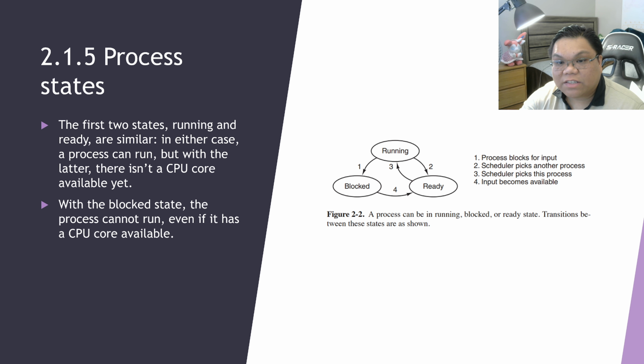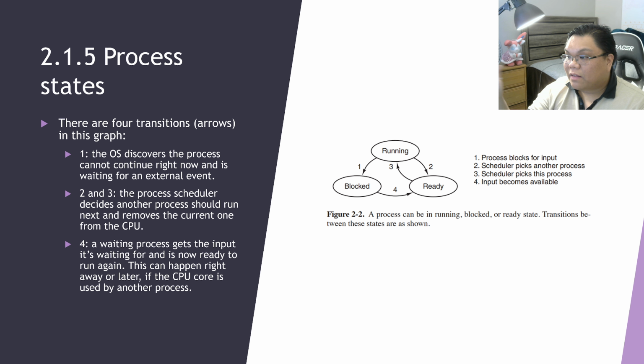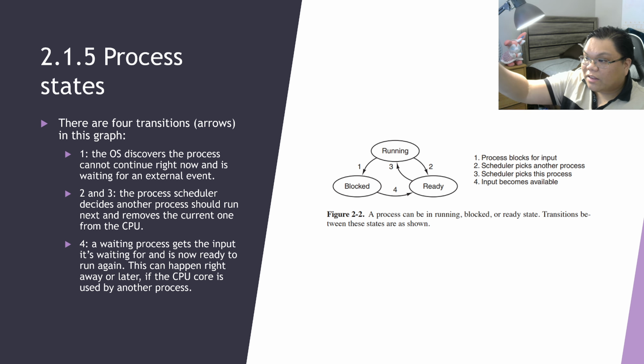Okay, let's look at those transitions. There are 4 transitions in this graph. The first one is the transition from the running state to the blocked state. The operating system discovers the process cannot continue right now, and it's waiting for an external event. It goes from the running state to the blocked state.